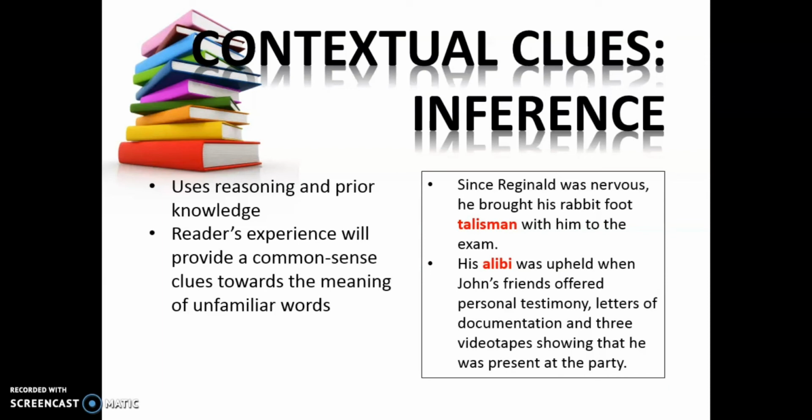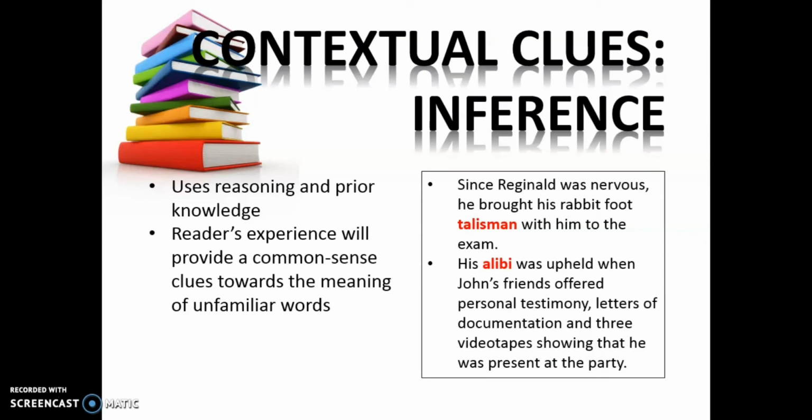You need to have the connotation, the idea, what rabbit foot is all about. He was nervous. He brought a rabbit foot to the exam. So automatically, based from your previous knowledge or schemata, you can guess. Actually, talisman is all about lucky charm, amulet, an object which you believe has magic powers to protect you or bring you luck. Same goes with the second statement.